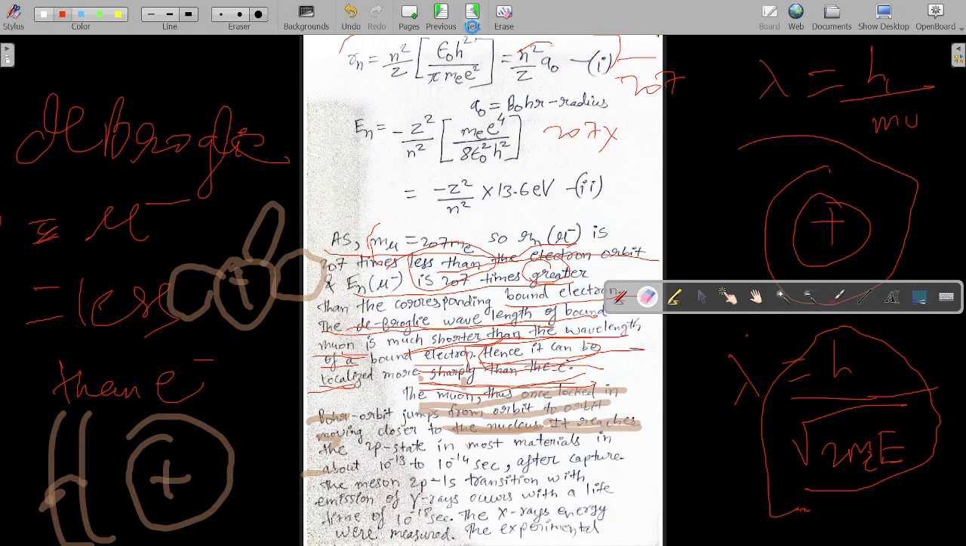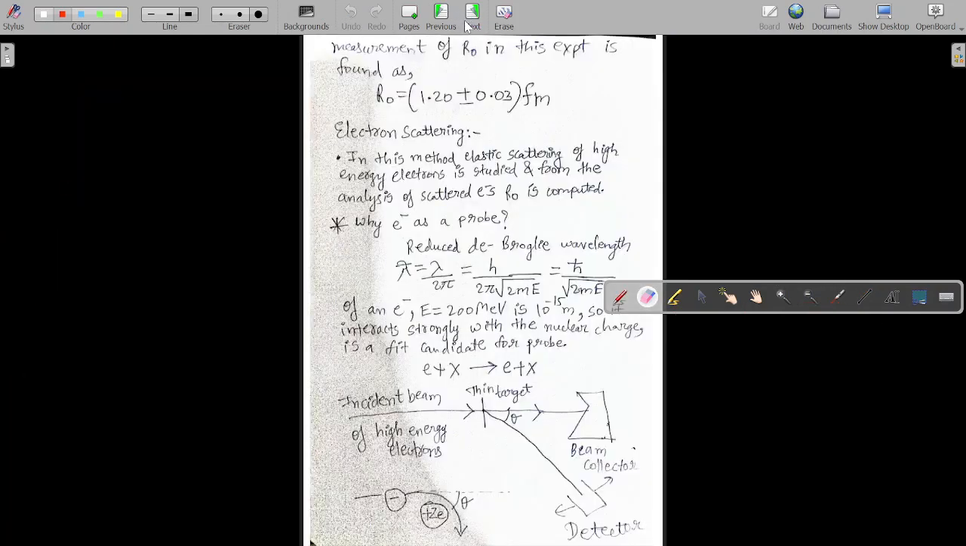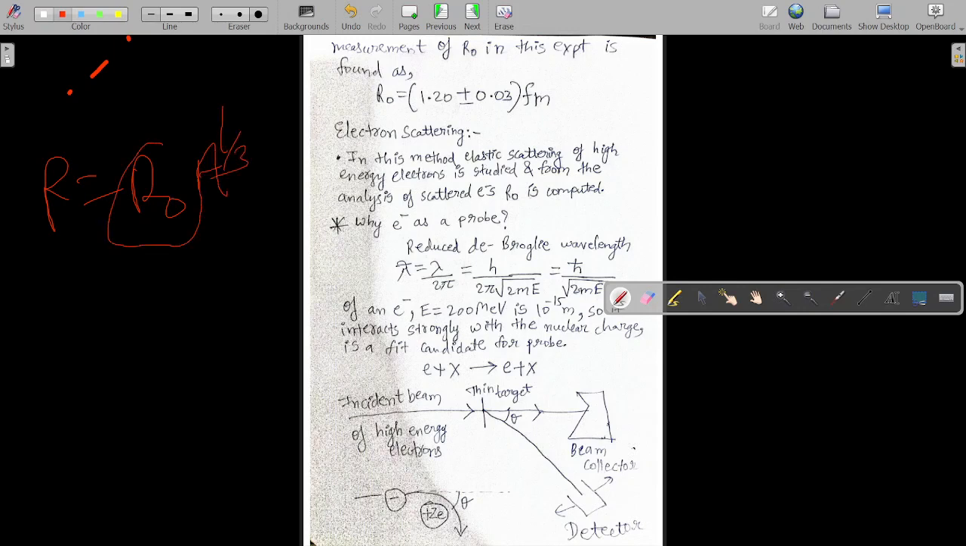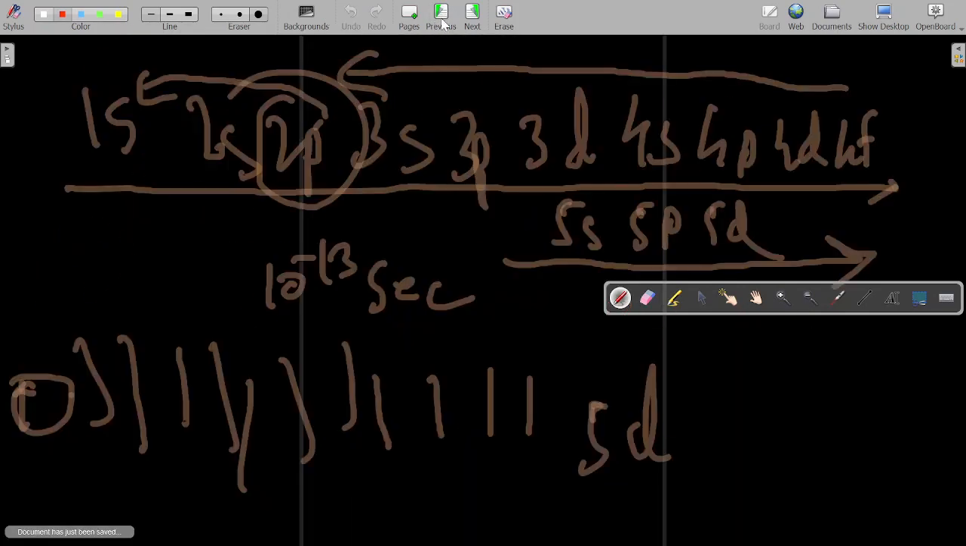The experimental measurement of R naught in this experiment is found like this. This is the same R naught, the one you had learnt in R equal to R naught A to the power 1 by 3. So in this way, in the mu minus meson experiment, the value of R naught can be found out.